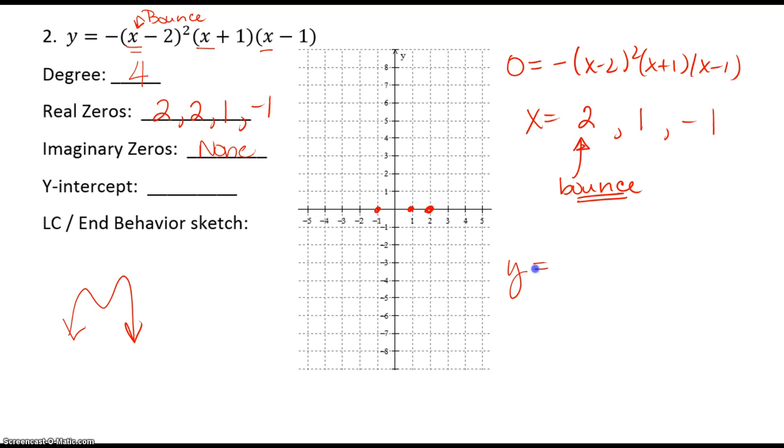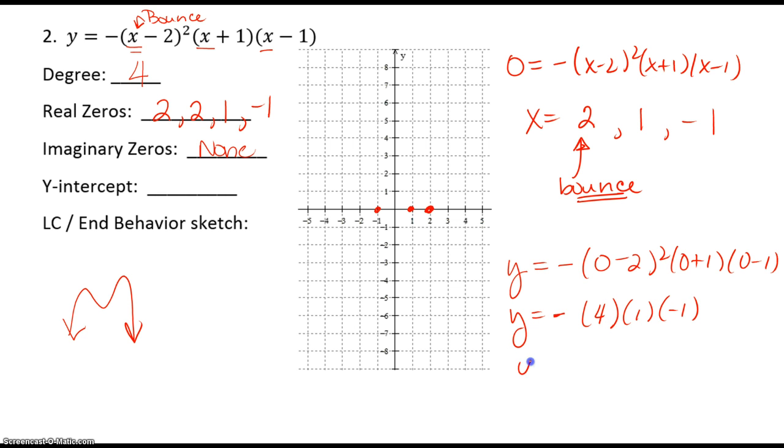So y equals negative 0 minus 2 squared, 0 plus 1, 0 minus 1. So when I do 0 minus 2, that's negative 2. Negative 2 times negative 2 is 4. And with this negative out front, I've got negative 4. This gives me 1 and negative 1. So I have a y-intercept at positive 4.